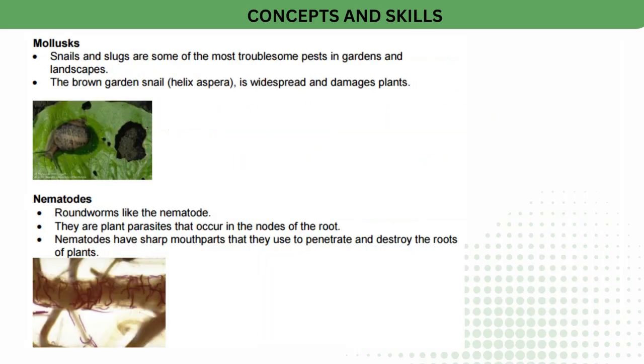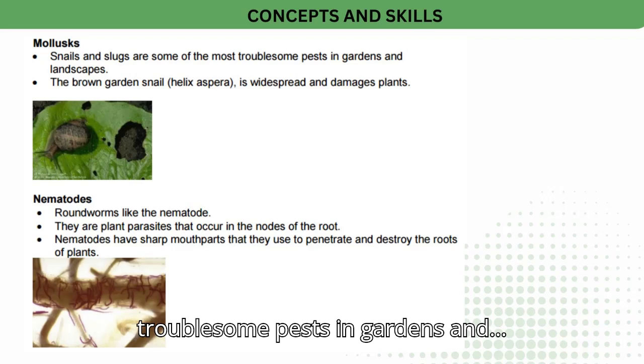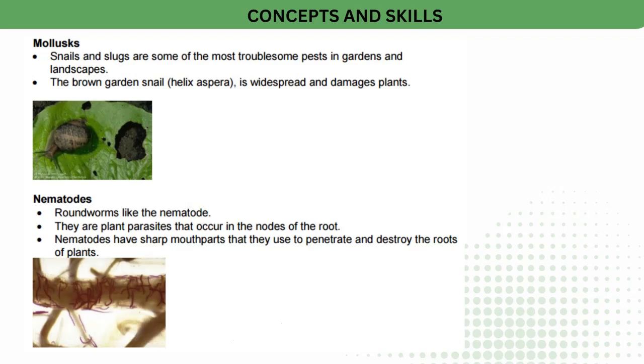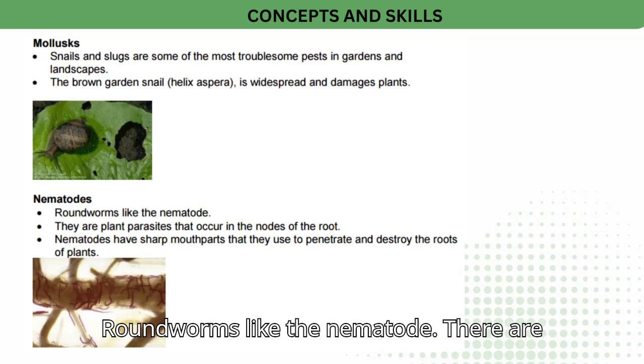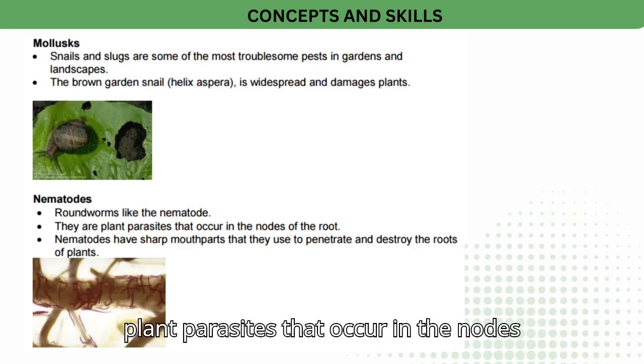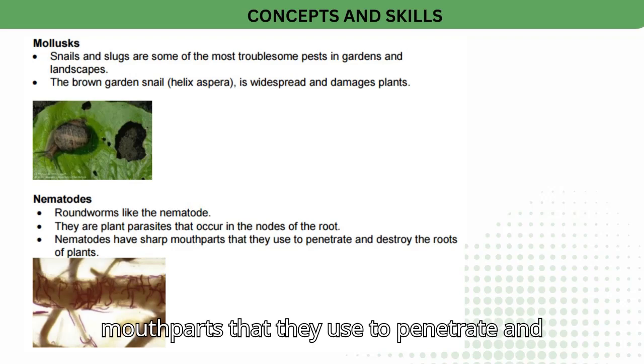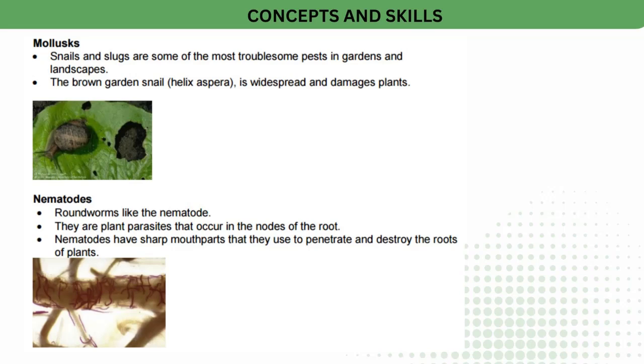Mollusks. Snails and slugs are some of the most troublesome pests in gardens and landscapes. The brown garden snail, Helix aspersa, is widespread and damages plants. Nematodes. Roundworms like the nematode are plant parasites that occur in the nodes of the root. Nematodes have sharp mouthparts that they use to penetrate and destroy the roots of plants.